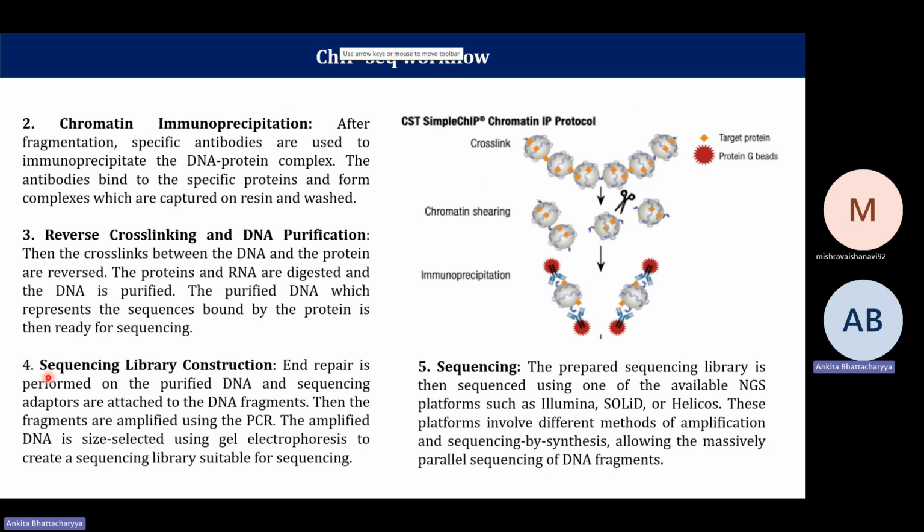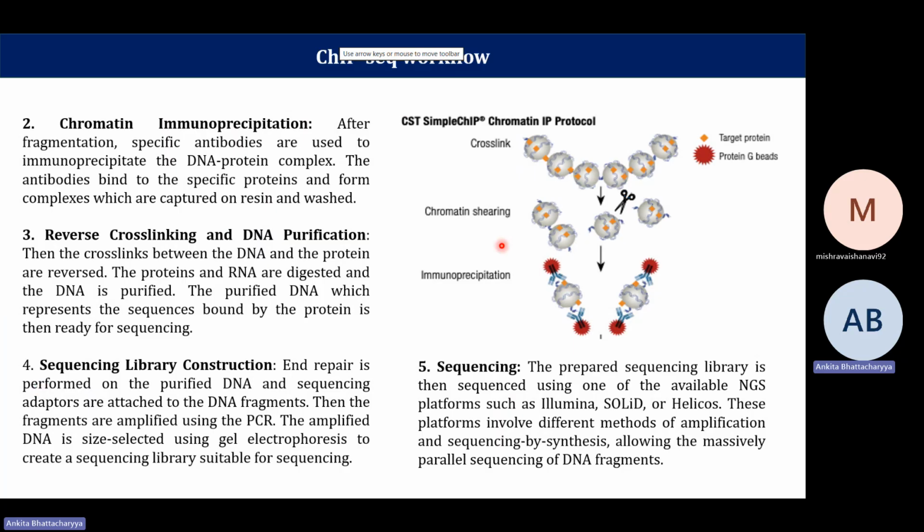Next, you have reversal of the cross-linking step and purifying the DNA. Your protein, RNA, all of that is digested. DNA gets purified, which represents the sequences which are bound by the protein, and then you can send it for sequencing. Now, for starting the sequencing protocol, like we saw in that image, you have to construct the library. So end repair can be performed on the purified DNA, and then you attach your sequencing adapters, and then these are size selected using gel electrophoresis, and then you can create your sequencing library.